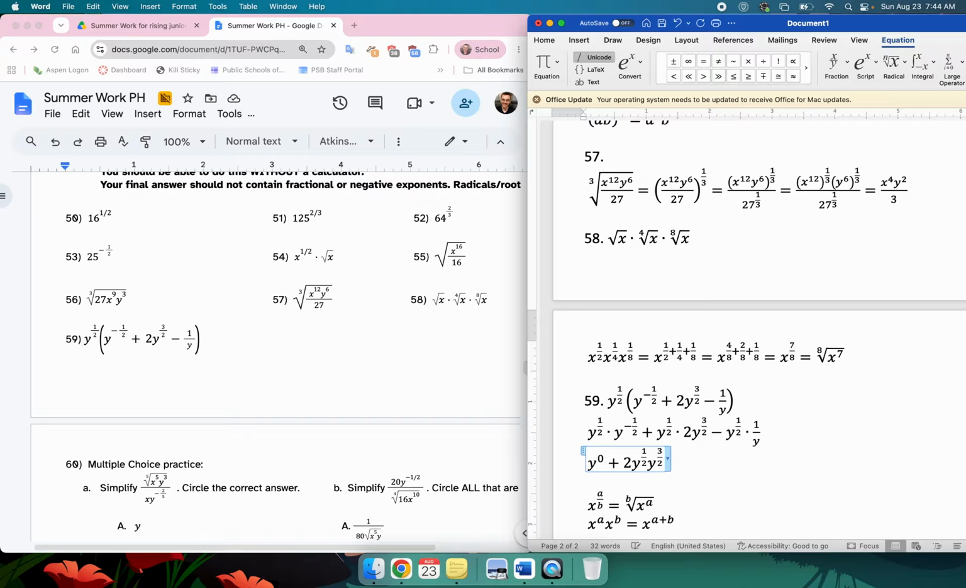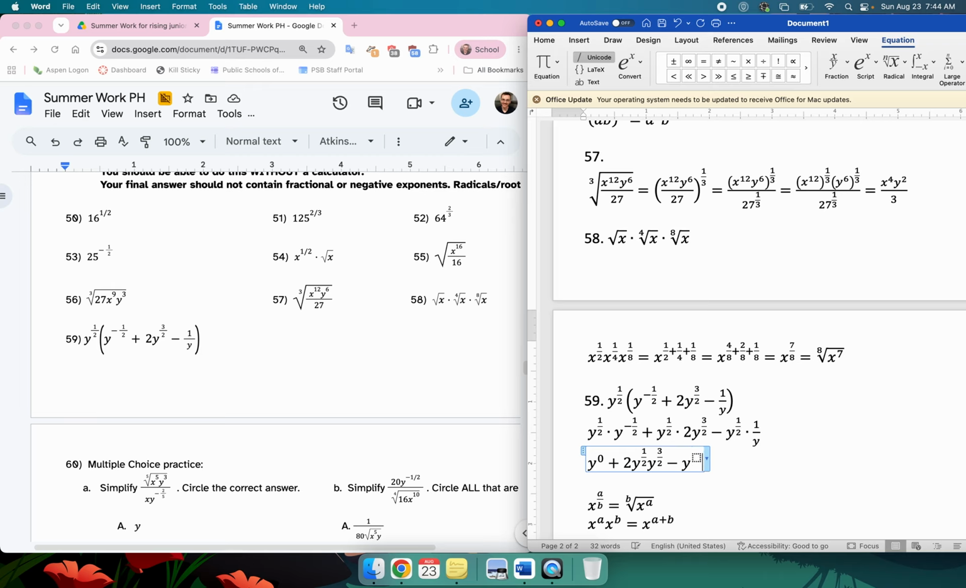It's allowed to just change the order of these things and put the 2 out front, which is definitely more conventional. We typically write coefficients at the beginning of a term. So I'm going to go ahead and do that. And then now that I've rewritten it, it's a little bit more obvious what's going on. The y to the 1/2 times the y to the 3/2, you're just going to add those 2 exponents together. I'll do that in the next line.